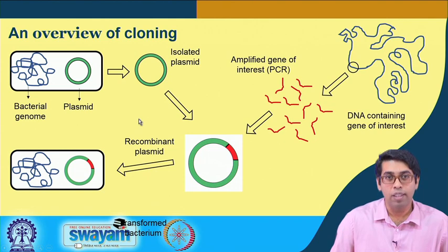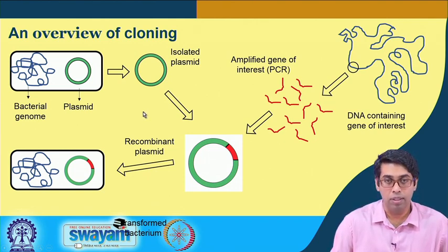So, here is a brief overview of this cloning process, the recombinant DNA technology that we are going to use to express a particular protein in a bacterial system. So, if you consider this as a bacteria, this is the bacterial genome. So, this is its chromosome, which is, let us say, 1 million base pair long, and this one is a small circular plasmid which is roughly 6,000 base pairs long.